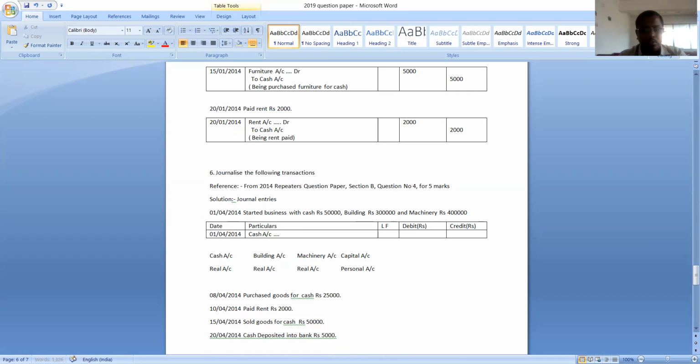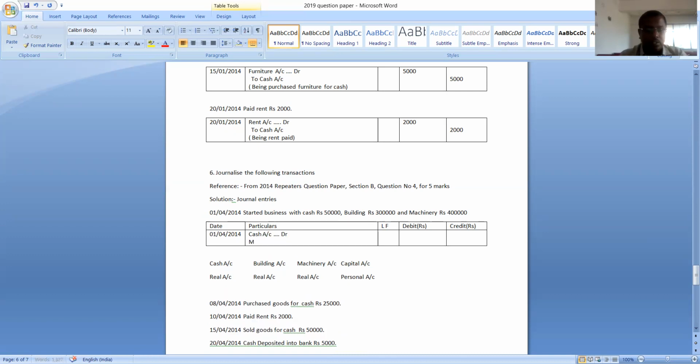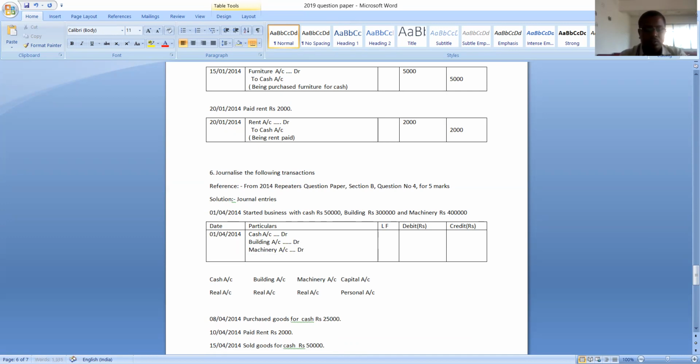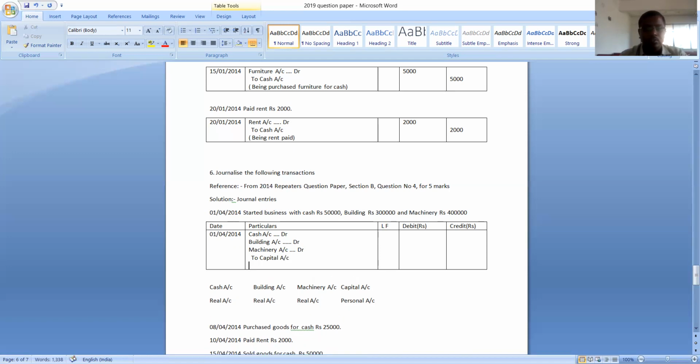So cash account debit. Second one is building account debit. The next one is machinery account debit. To which account? To capital account. Okay. Now we should write the narration.